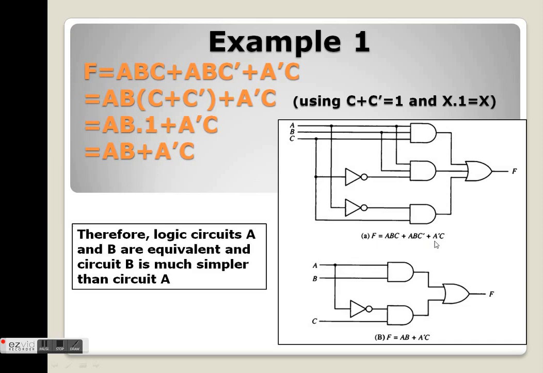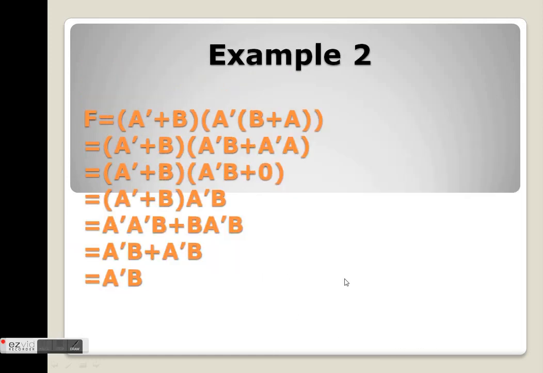Now let's look at the circuit diagram of these functions. Figure A is the circuit diagram of the initial function, and here you can see that we have used 3 AND gates, 1 OR gate and 2 NOT gates for the construction of this function. And figure B is the circuit diagram of the simplified function, and here we have used only 4 gates, which are 2 AND gates, 1 OR gate and 1 NOT gate. So in this way we can simplify a complex circuit to a much simpler circuit.